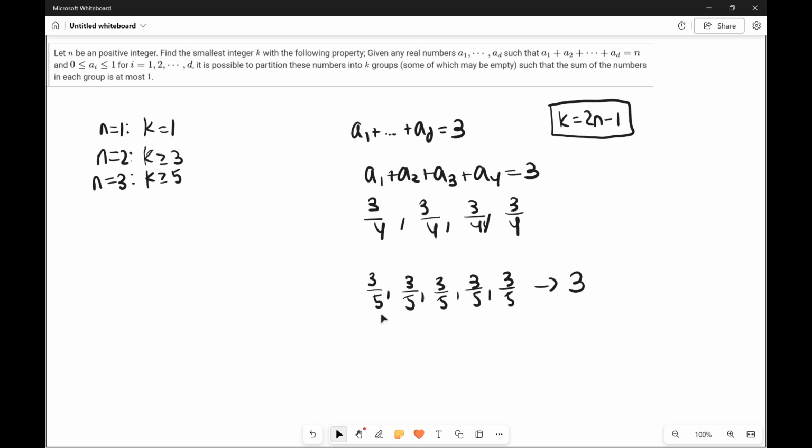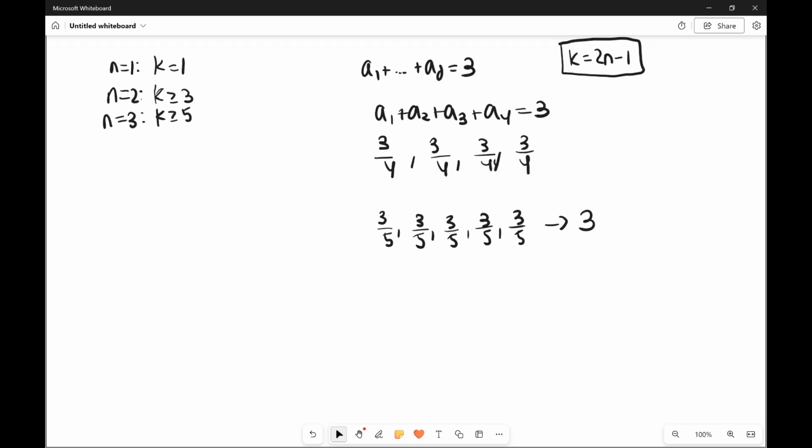Well, we can rigorize this idea of making all the numbers equal for as long as we can. Here's how. So we have that a1 plus all the way to plus ad is equal to n, and each of these guys is n over d, and so on all the way to n over d.